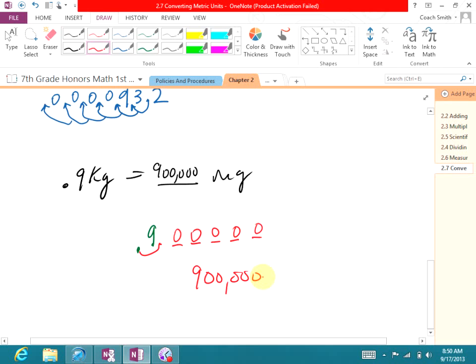Okay, now if you find it easier to do it that way, like this, instead of doing the little arrows, that's fine. Whatever you find the easiest way is for you, do it that way. Okay? All right, let's look at another one that compares 2 of them.